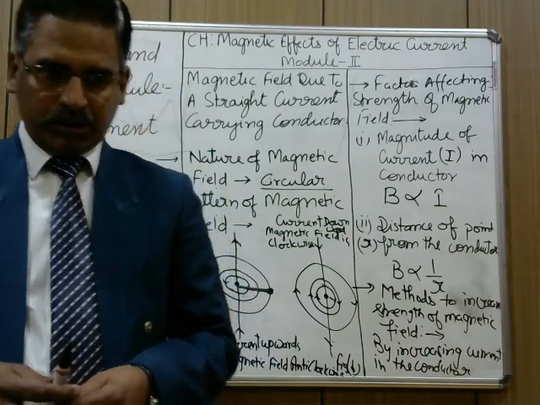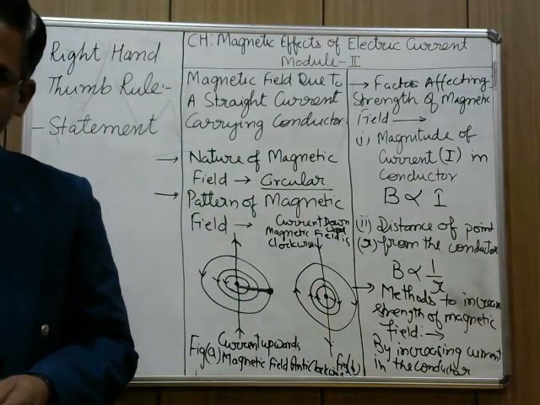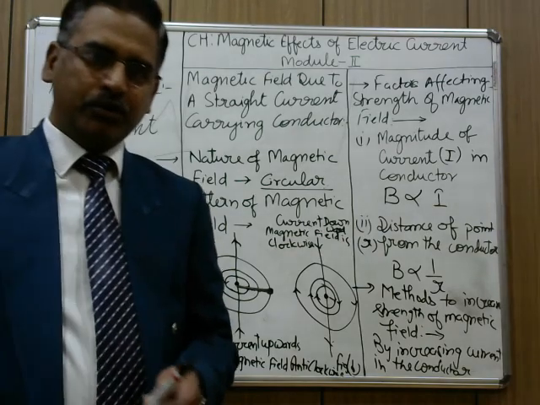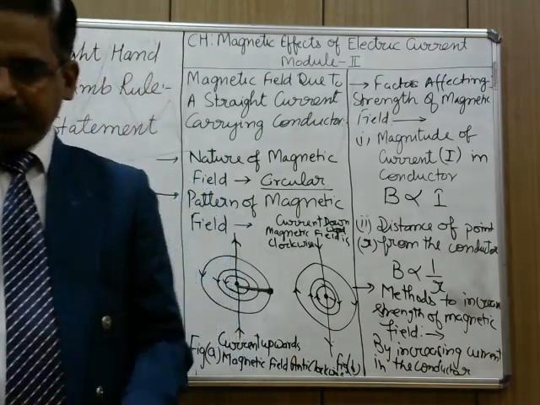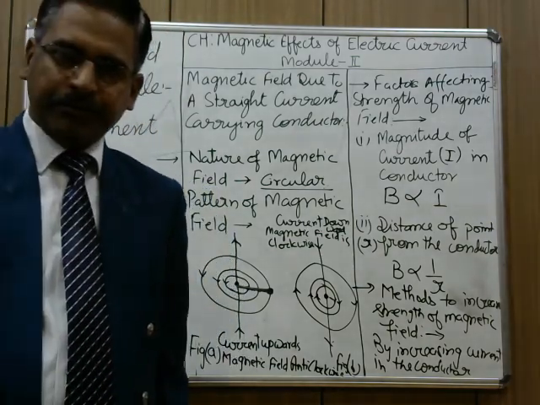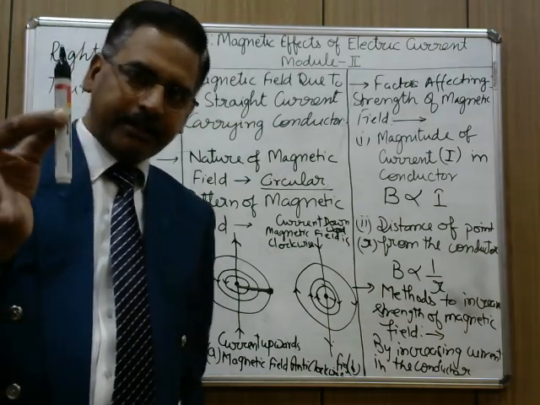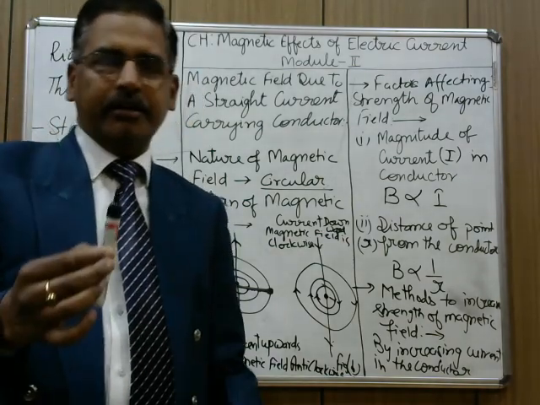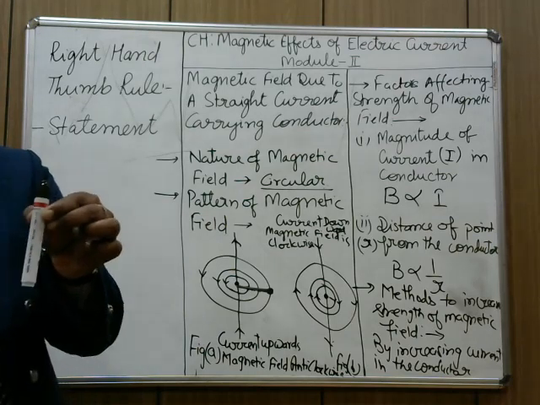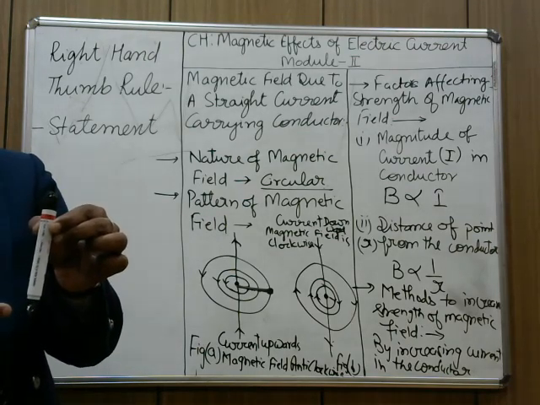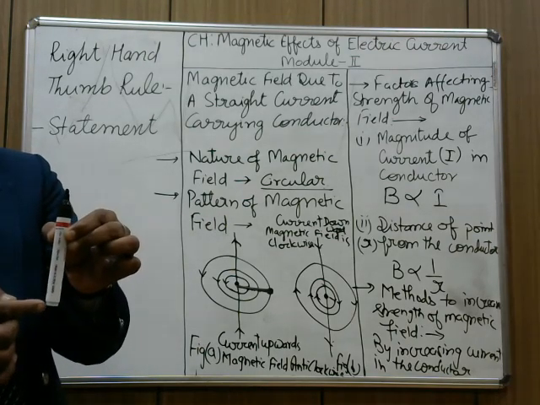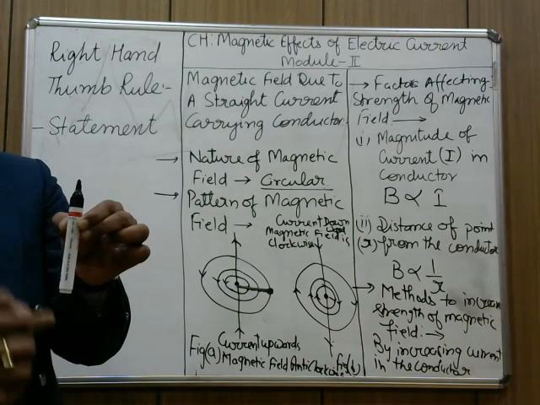Now, it is difficult to understand. So, to make you understand, I am taking the help of this marker. Suppose this is a current carrying conductor and current in this conductor is flowing from bottom to tip, means in the upward direction.